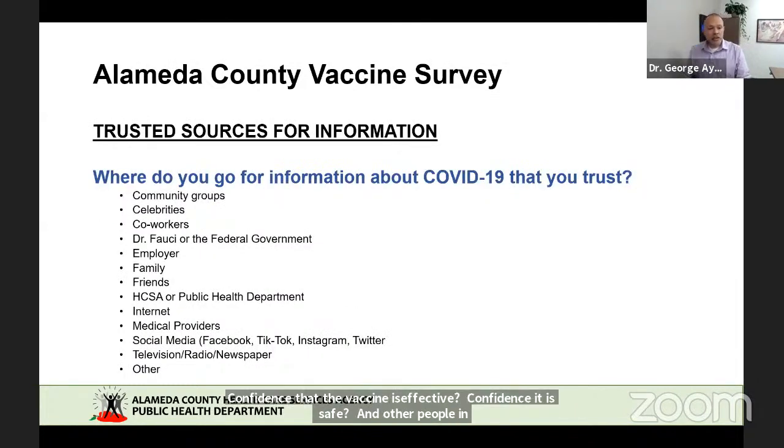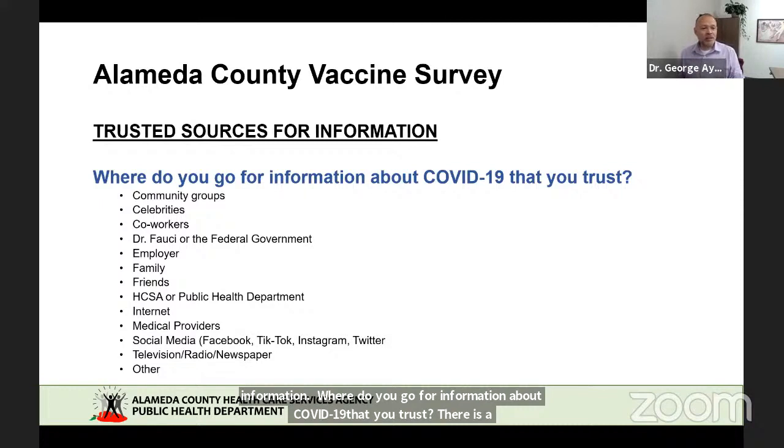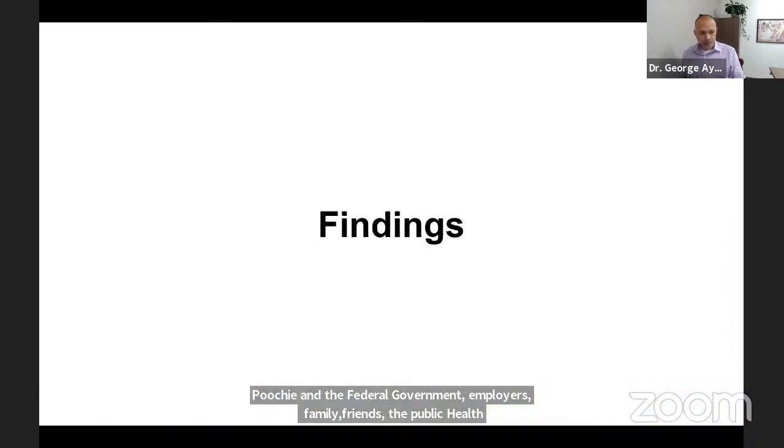We also asked about trusted sources for information. Where do you go for information about COVID-19 that you trust? And there's a whole list there that ranges from community groups, celebrities, coworkers, Dr. Fauci and the federal government, employers, family, friends, the public health department, internet, medical providers, social media, television and radio, other.